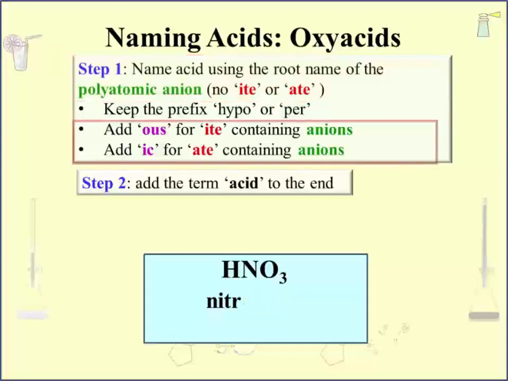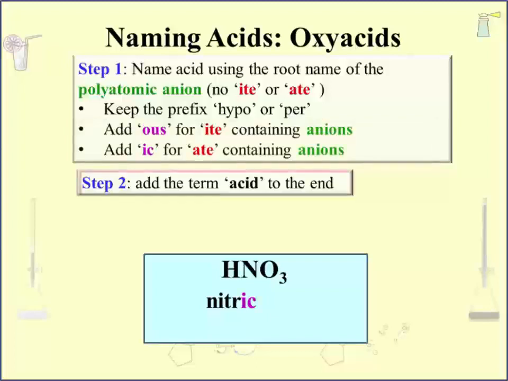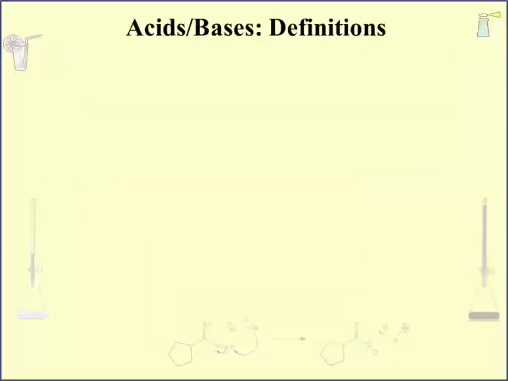A decision has to be made on the ending. Since nitrate has an ate ending, add ic to the NITR, nitric. Adding the word acid completes the name, nitric acid. If more clarity is sought in naming acids and bases, return to the earlier naming compound lecture. Now it is on to definitions of acids and bases.